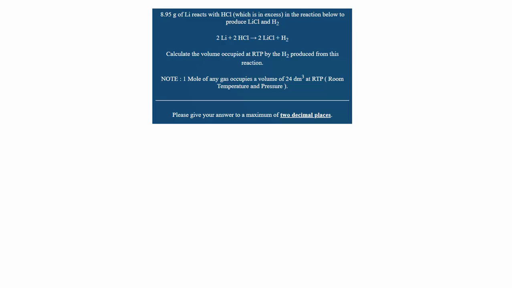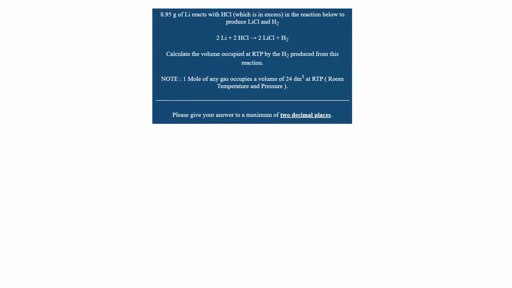Okay, so here we've got lithium, and this reacts with HCl, hydrochloric acid, and it produces lithium chloride and hydrogen gas. We've got to calculate the volume occupied at room temperature and pressure by the hydrogen gas produced by the reaction. We've been told that the HCl is in excess, so from that we can infer that the limiting reagent is the lithium. So that's going to determine the amount of substance of the hydrogen gas produced.